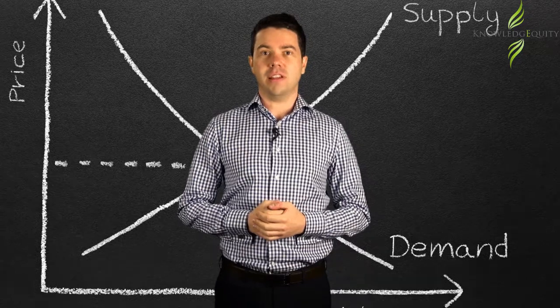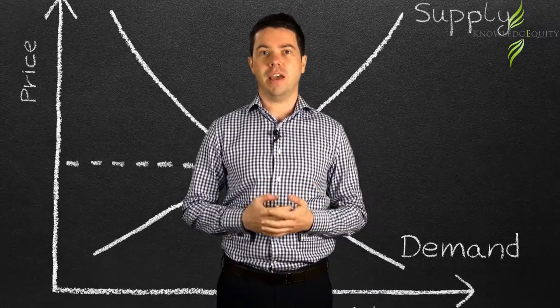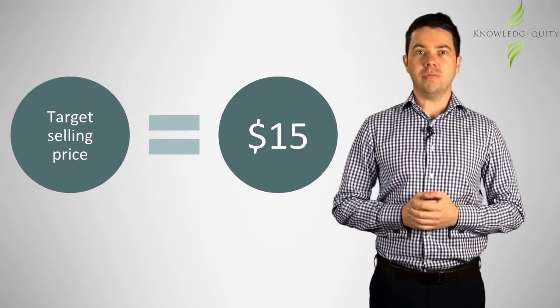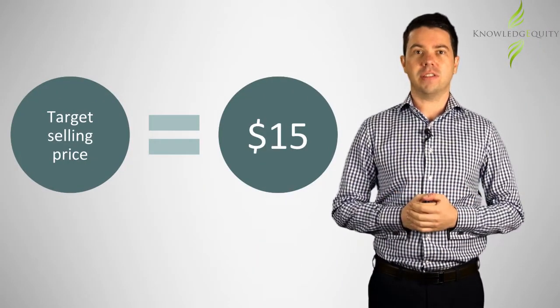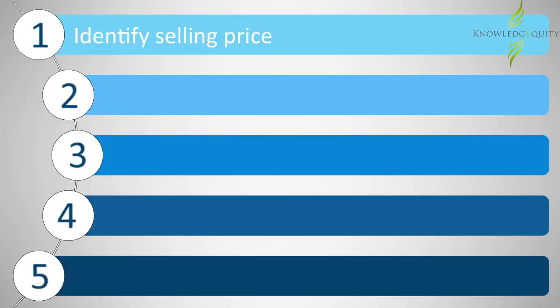The target selling price is not set by budget airlines, but rather determined by the market forces of supply and demand. Based on market research, Budget Airlines determines that the target selling price of a salad bowl sold in flight is $15. Step 2 requires the profit margin to be determined.